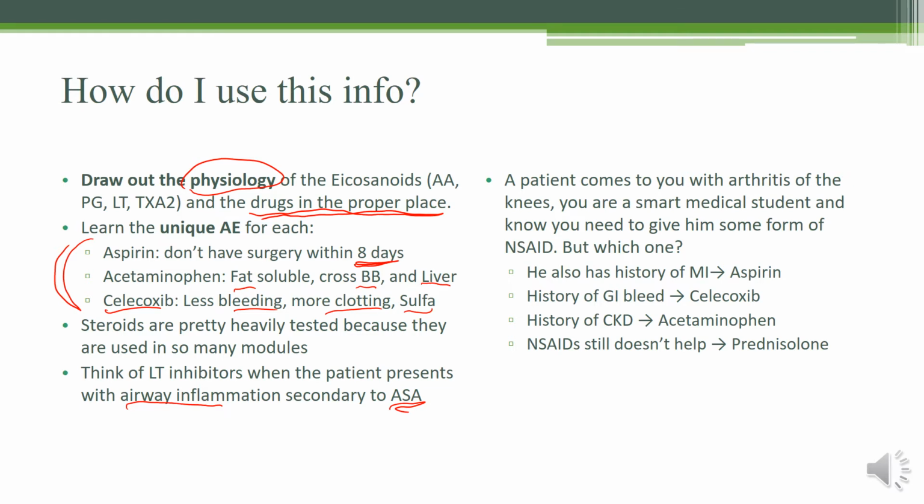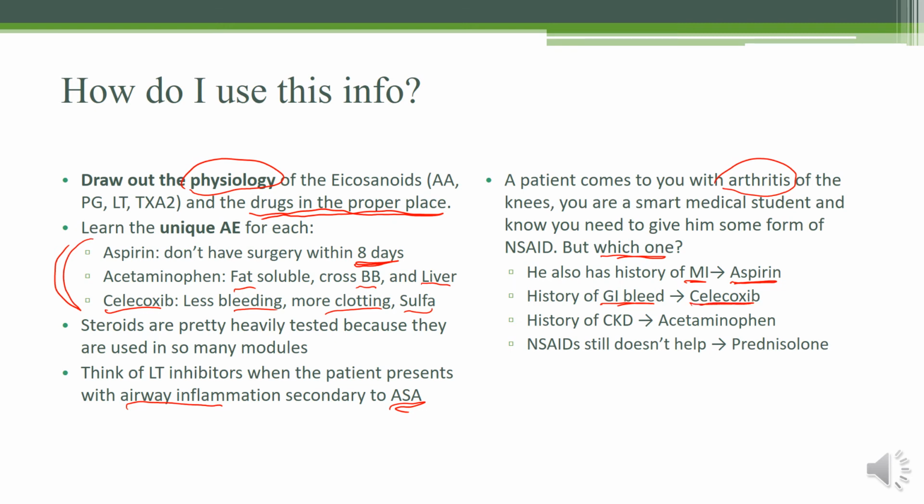Now, here's a question to help us see how it would be asked in the test. It'll probably tell you about a patient that's coming in with arthritis, maybe sometimes gout, and you being the smart medical student that you are, you're going to have to figure out which one of the NSAIDs you're going to use. So if they have a history of MI, aspirin would be really good because of its blood thinning effect. If they have a history of GI bleed, you want to probably use celecoxib to avoid further GI bleeds.